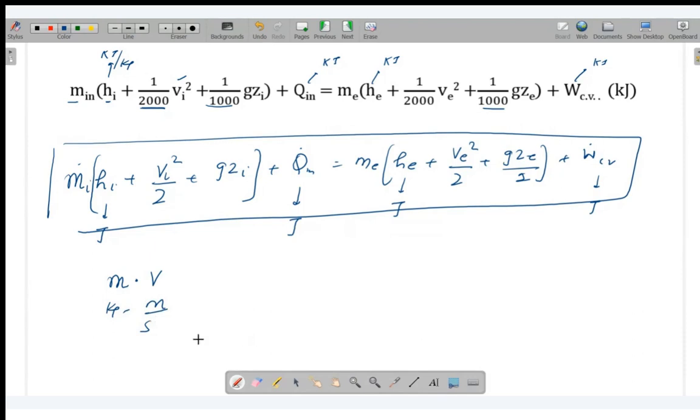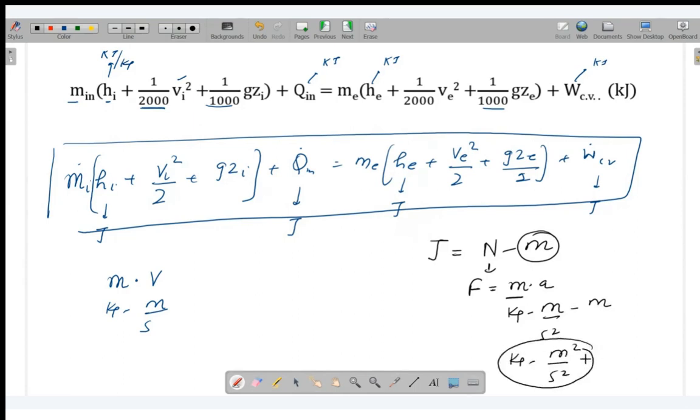Okay, so if we explore more, I can do that here as well. Joule is Newton meter. Newton is what? Force. We express force by Newton. Now force is equal to mass into acceleration. What is mass? Mass is kg. Acceleration is meter per second square. Now I take this meter as well here. So kg meter square per second square, so this is equal to basically joule.